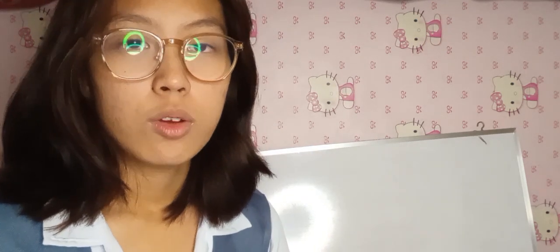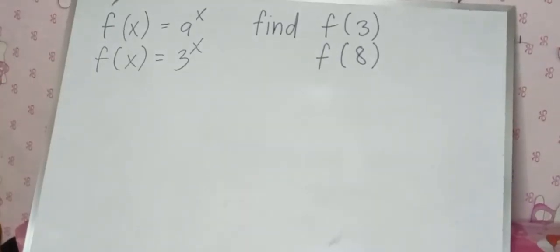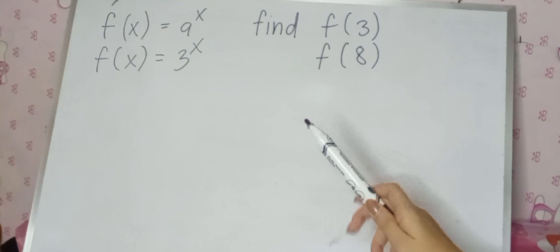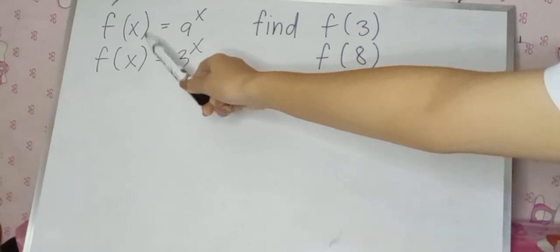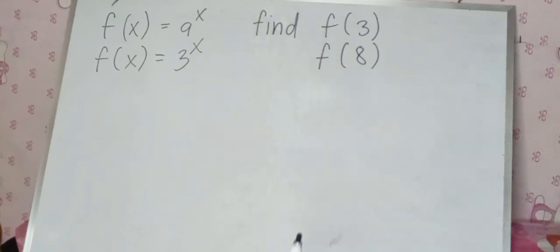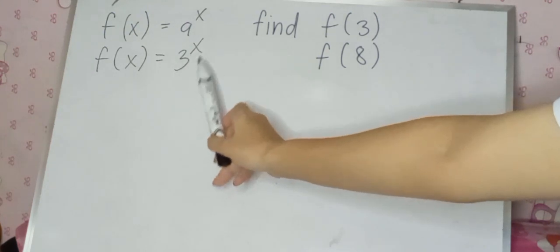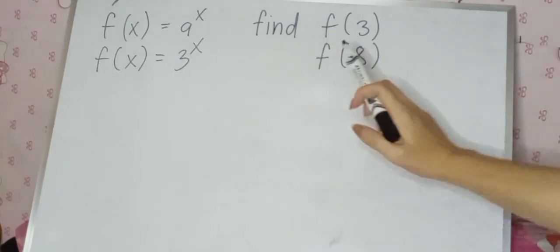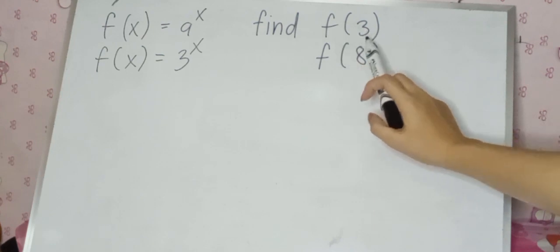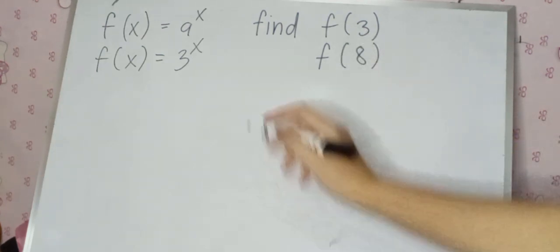Medyo madali lang din naman siya as long as nasusundan ninyo yung process ng pag-solve and naiintindihan ninyo kung paano yun gawin. So first, I'll give you some examples kung paano yung process niya and kung paano siya i-solve. So, this is the first example. Ang ating formula ay ang f(x) is equals to a raised to x. Now, ang given natin ay f(x) is equals to 3 raised to x. Now, ang hahanapin naman natin ay f(3). So, isasulat lang natin siya.